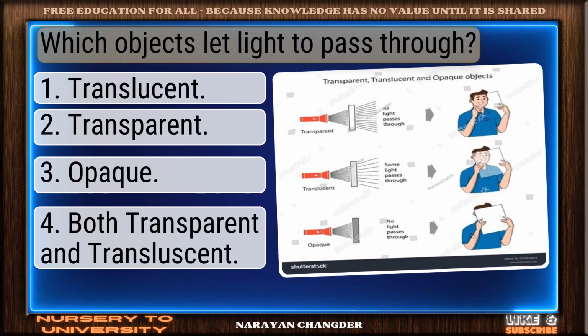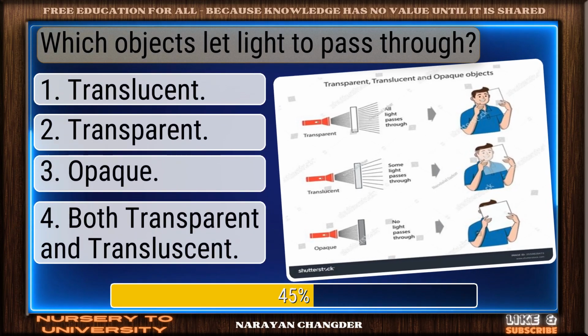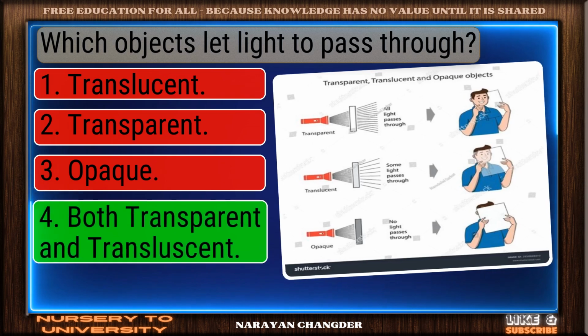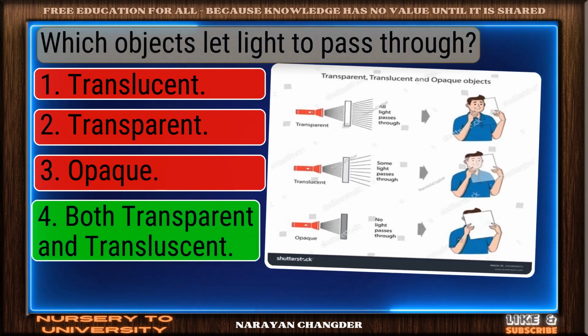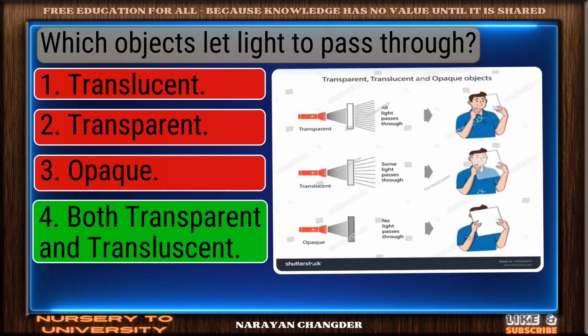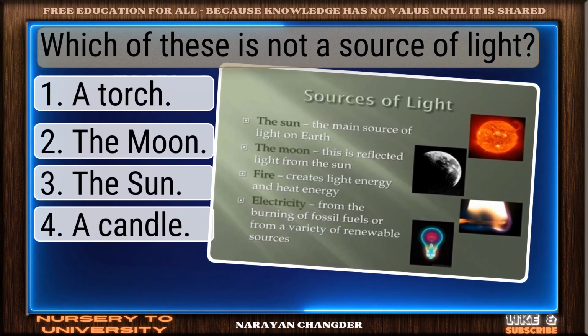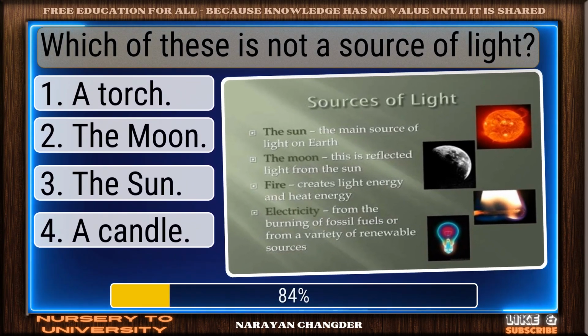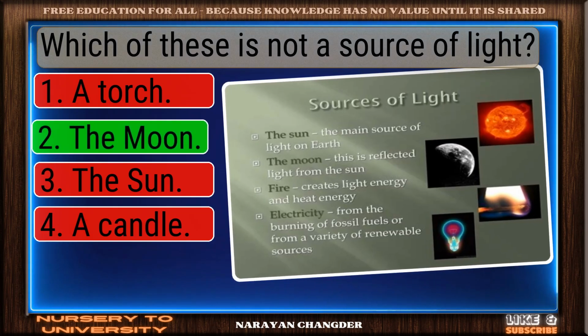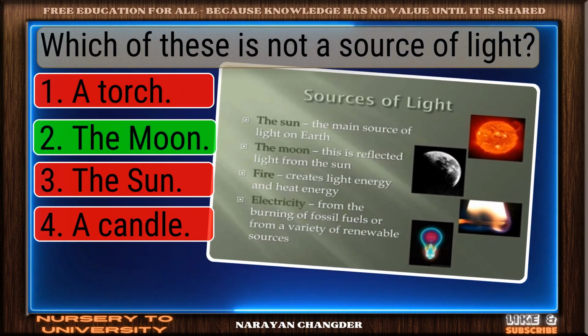Which objects let light pass through? You got it. Your choice, both transparent and translucent, is right. Which of these is not a source of light? Excellent choice. The moon is the right answer.